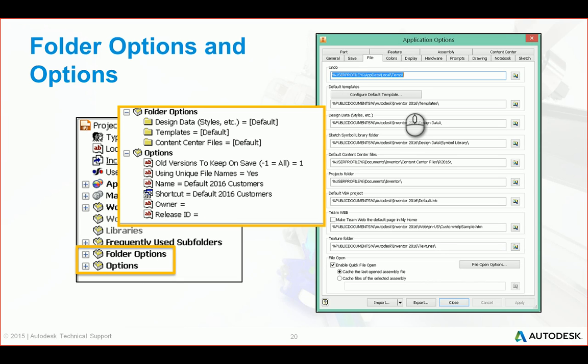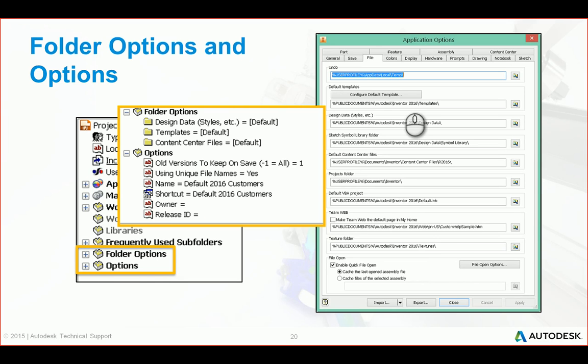And when it's set to default, as it is here in the project file, then it is deferring to the information in your application options. So what we usually recommend is to leave the application options fairly close to default and change them here in your project file, so that you can pass this project file to everybody and everybody's pointing to the same location.